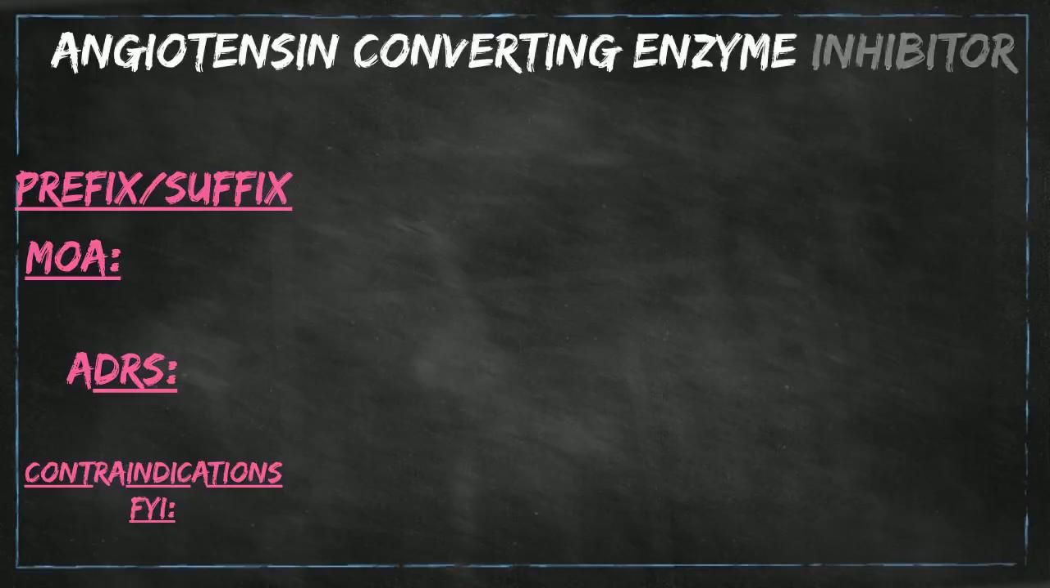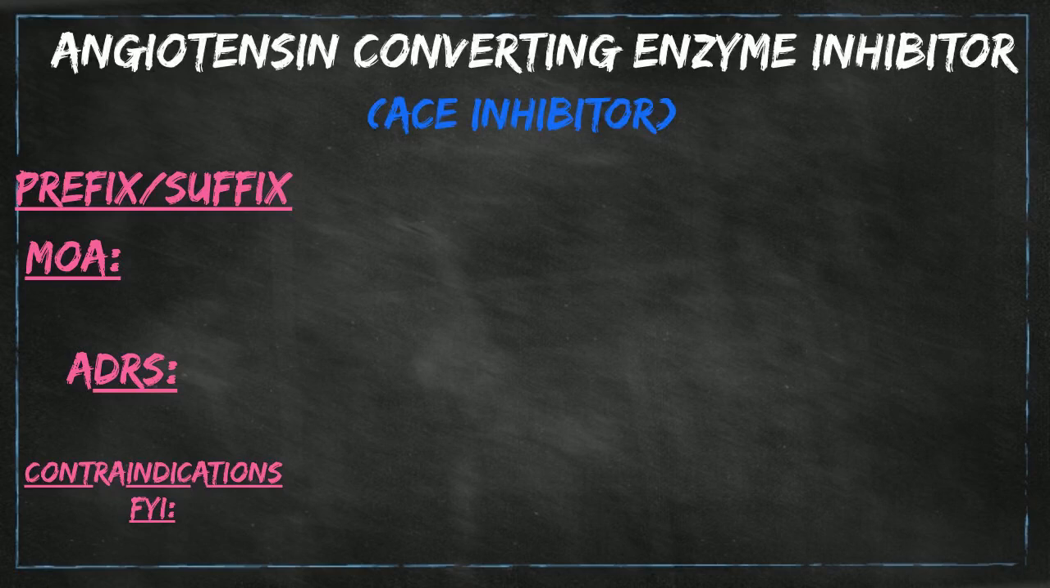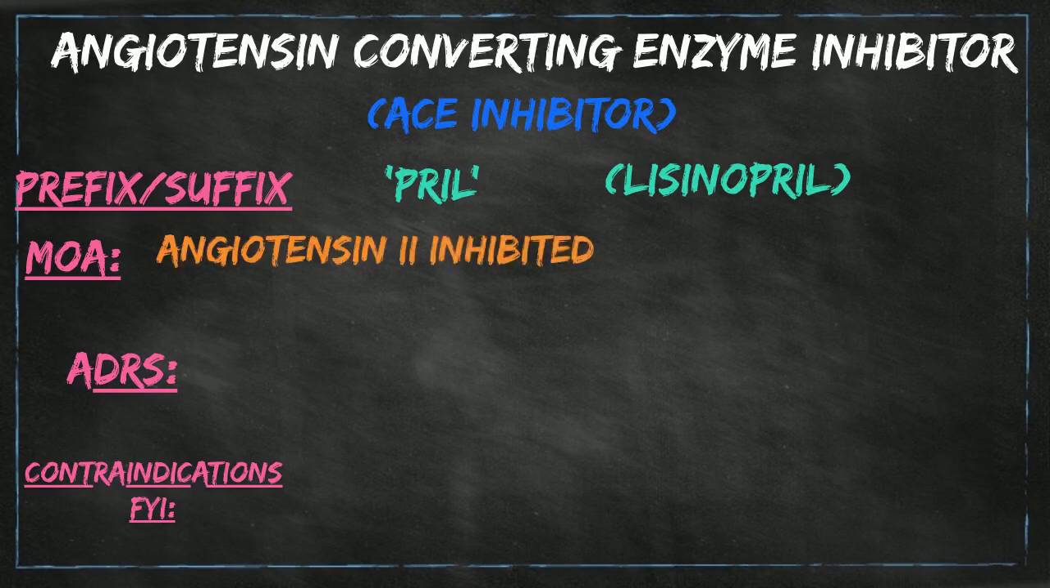Angiotensin-converting enzyme inhibitors are a common drug used in a variety of cardiovascular diseases. Pril is the common suffix to this category, for example, lisinopril. ACE inhibitors prevent angiotensin-converting enzyme from converting angiotensin 1 to angiotensin 2.